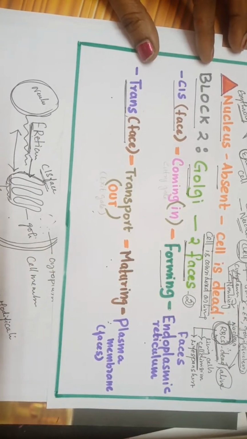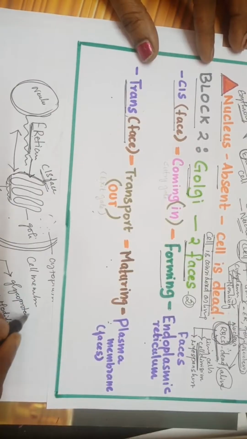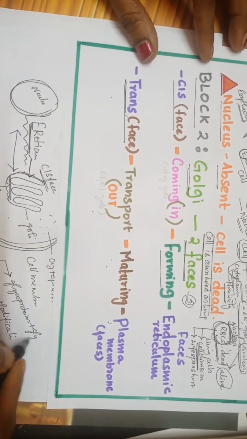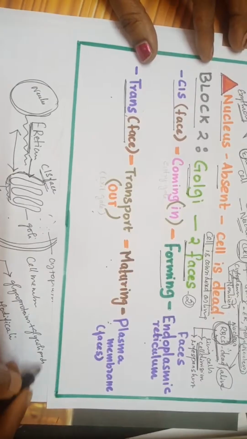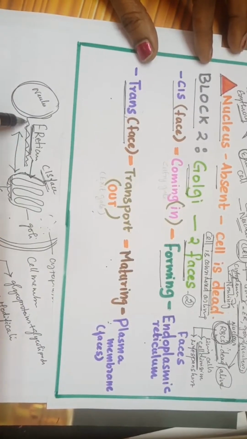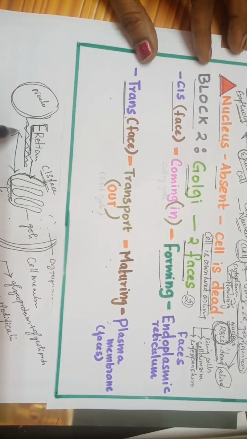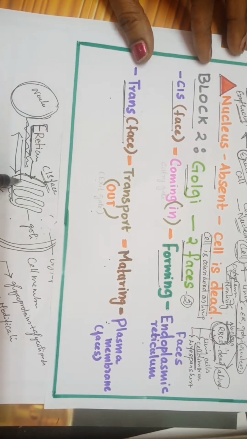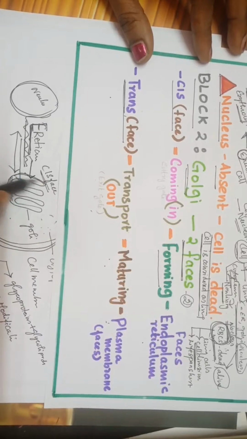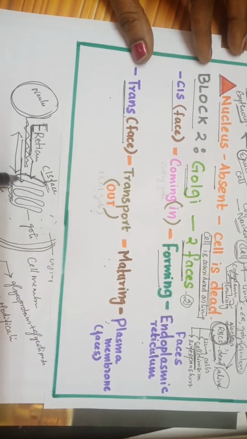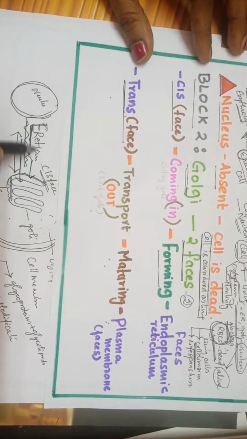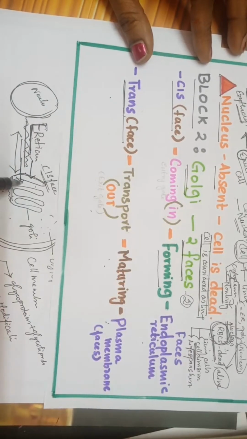What are those materials, students? Type it in the comments. They are glycoproteins and glycolipids. So the endoplasmic reticulum is like the factory which contains the raw material. From here, proteins and lipids are sent to the Golgi. Now the Golgi body will receive them through the cis phase, that is the coming in phase.